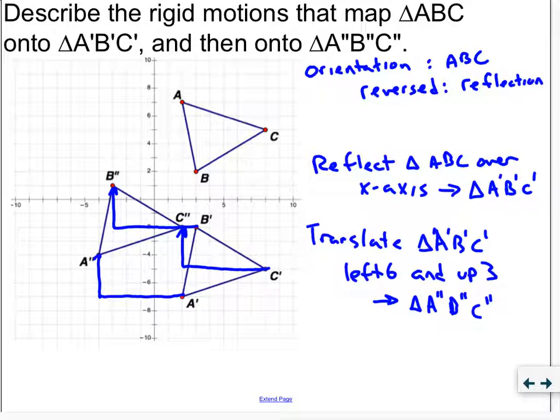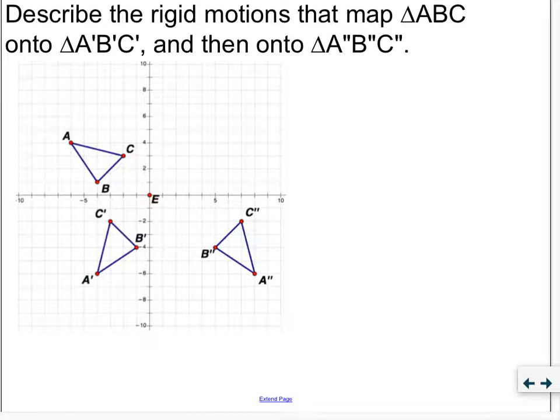So that's our idea that we do here: we start at one triangle, and we figure out how we get to the next one. So let's move on to our second one. Take a minute, see if you can go from triangle ABC to its image, the single prime, and then to its double image.